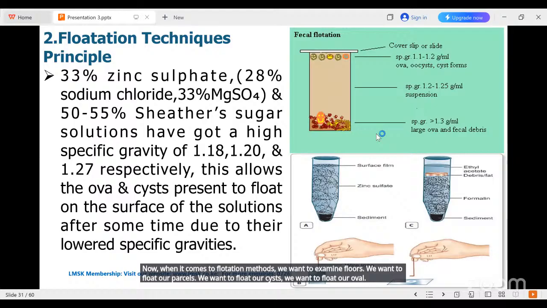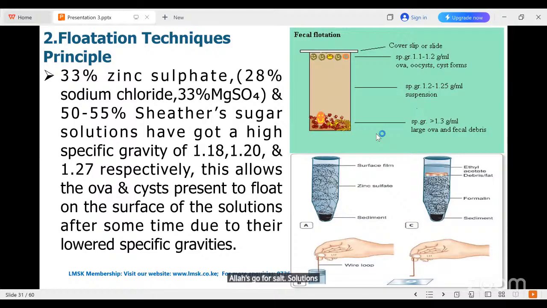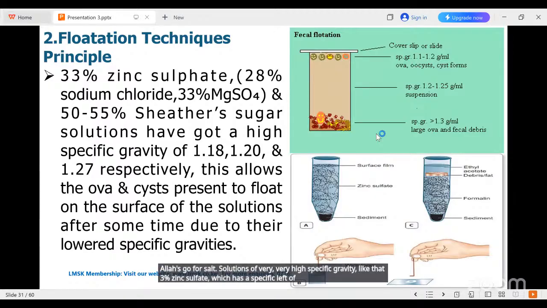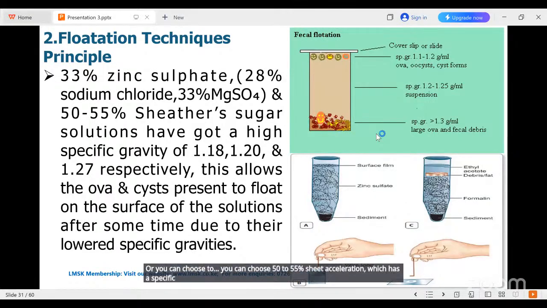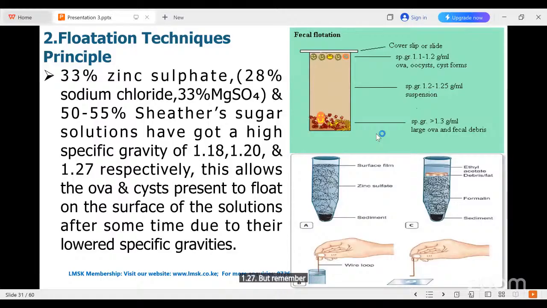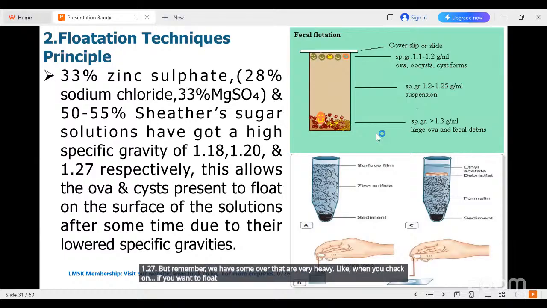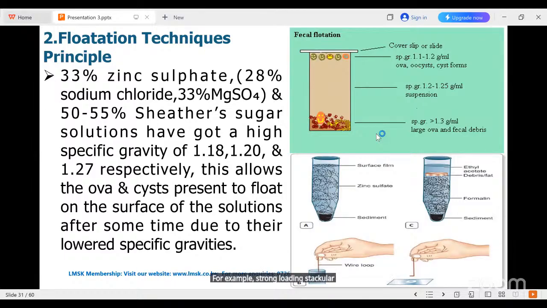Always go for salt solutions of very high specific gravity, like 33% zinc sulfate, which has a specific gravity of 1.18, like 28% sodium chloride, or 33% magnesium sulfate, which have a specific gravity of 1.200, or you can choose 50 to 55% Sheather's solution, which has a specific gravity of 1.27. But remember, we have some ova that are very heavy. If you want to float rhabditiform larvae of Strongyloides stercoralis, for example, it has a specific gravity of 1.30. So you cannot use flotation methods if you are doing studies on Strongyloides stercoralis.